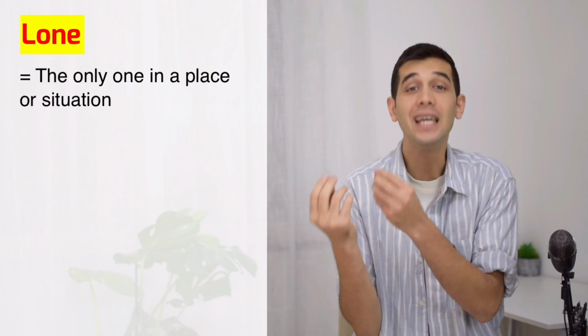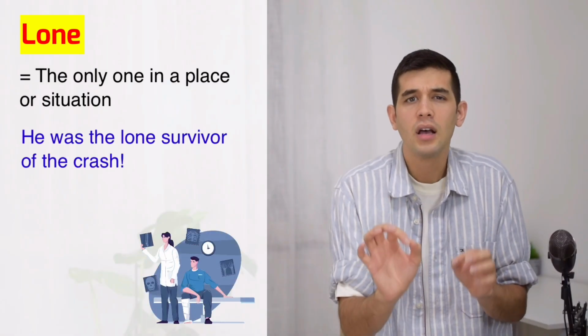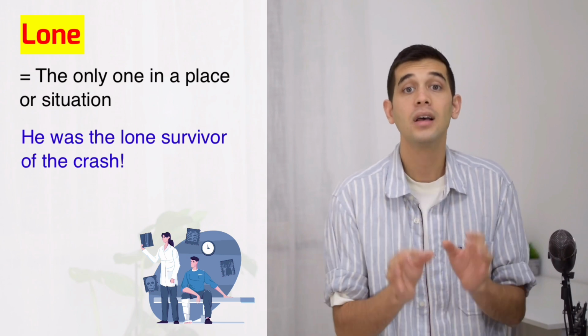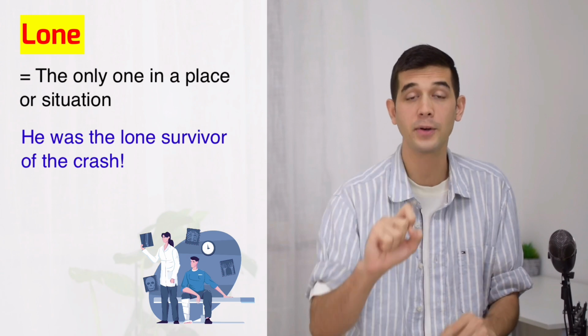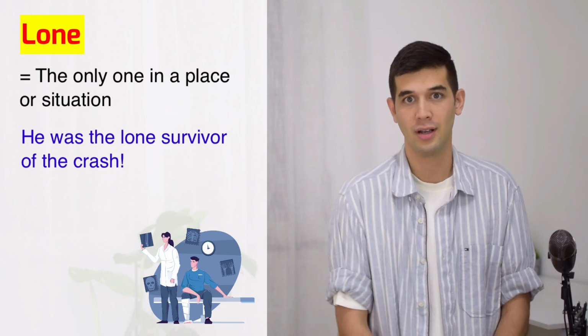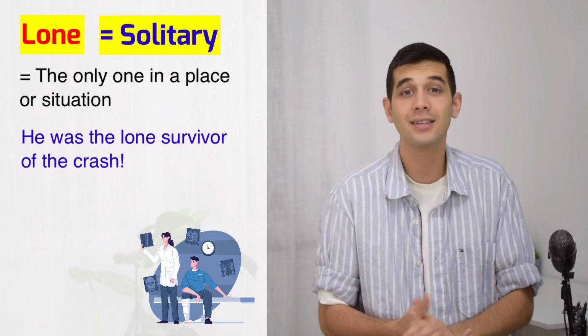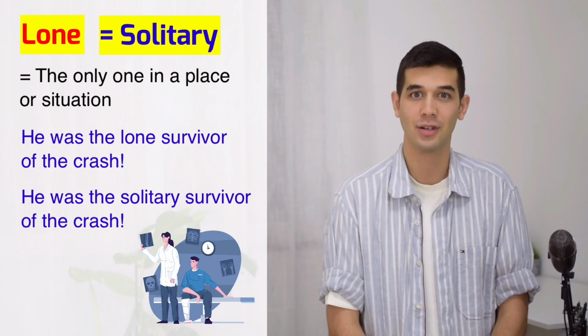Now, what does lone mean? Lone means the only one in a place or in a situation. He was the lone survivor of the crash. It means he was the only person who survived the crash. Instead of lone, I can use the word solitary as a synonym. He was the solitary survivor of the crash.